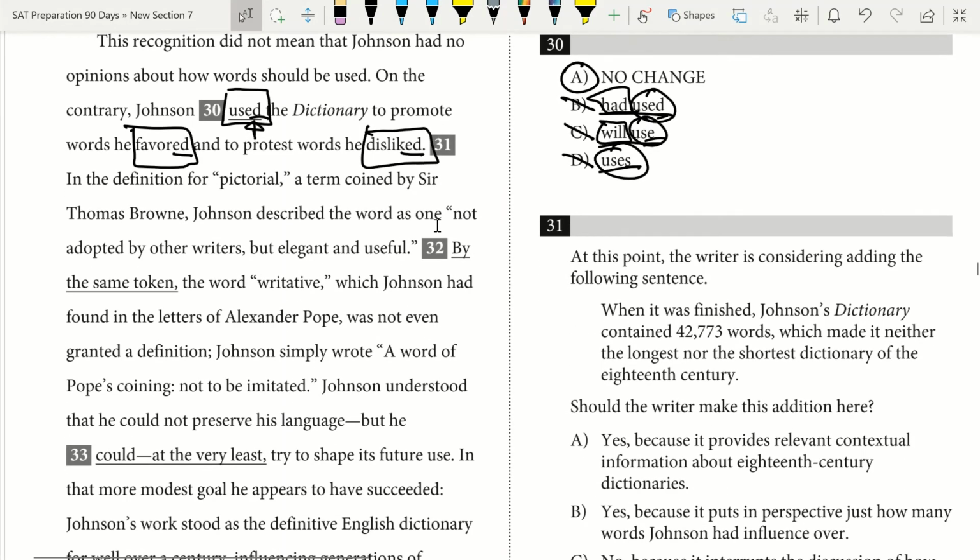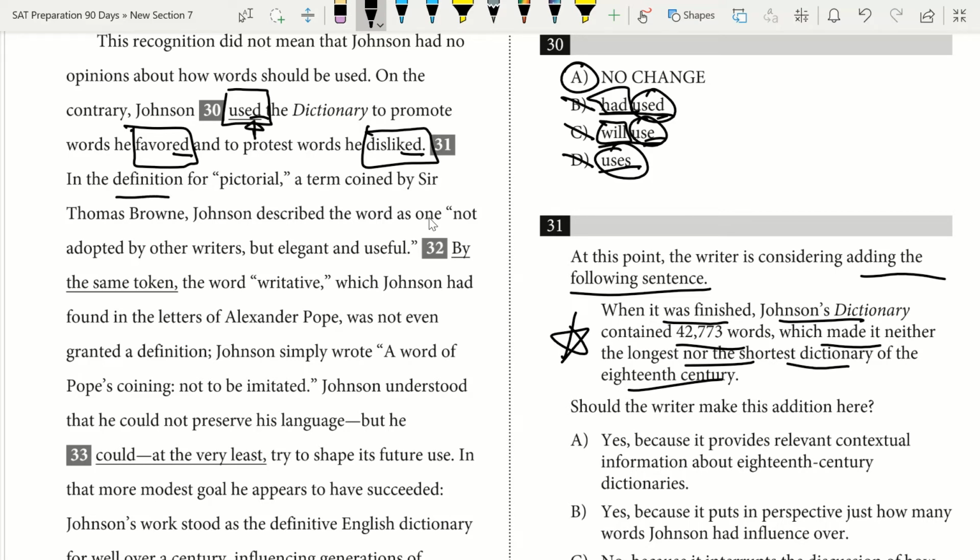Now we got 31. We're told the writer's considering adding this sentence. Anytime we're looking at adding a sentence, we want to make sure it is relevant and adds support to something or connects something or provides an example, anything like that. So let's take a look. We have, when it was finished, Johnson's dictionary contained 42,000 words, which made it neither the longest or shortest dictionary of the 18th century. Well, we're not really concerned with the lengths of dictionaries at this point in our paragraph, so we wouldn't really want to say anything about it.